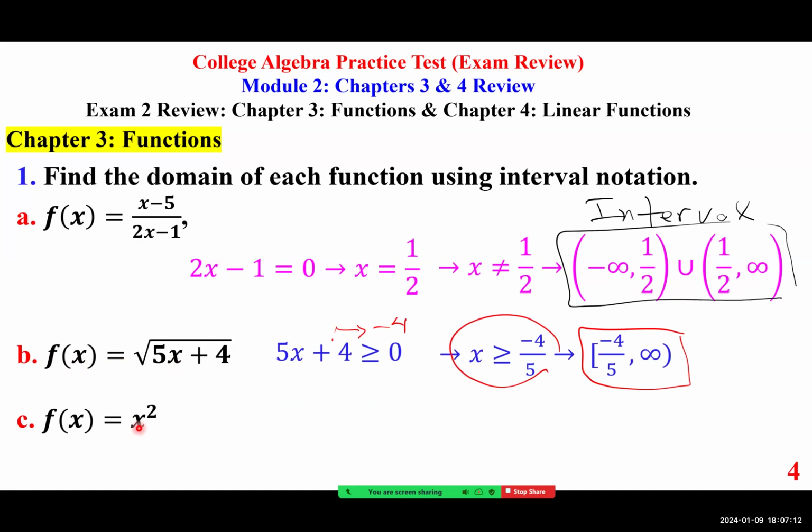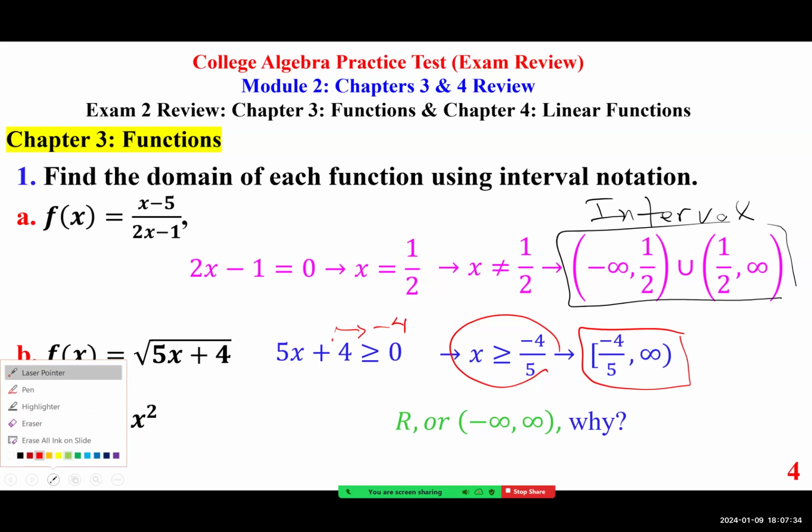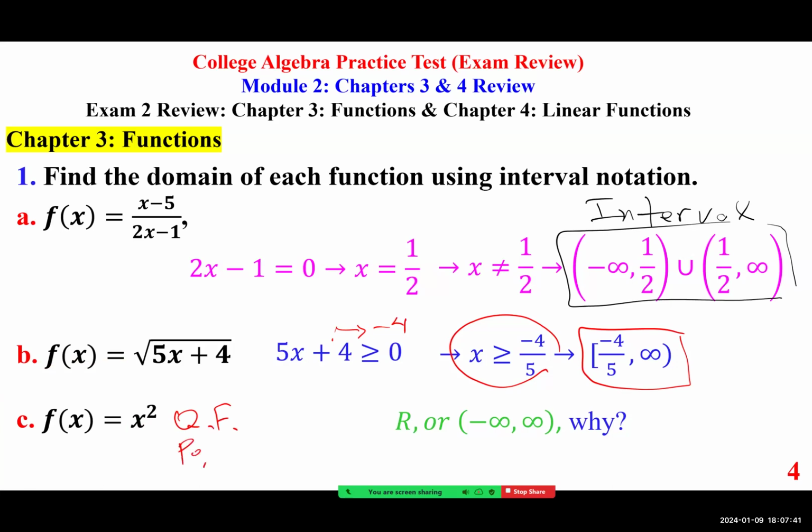And the last one, any polynomial, there is no restriction. The domain would be all real numbers. This is a polynomial of degree 2, but for any polynomial, the domain would be all real numbers. You can say it's a quadratic function, QF, or you can say a polynomial of degree 2. That means the same thing.